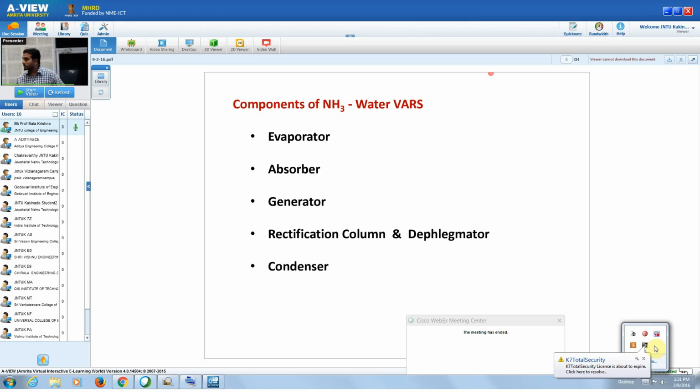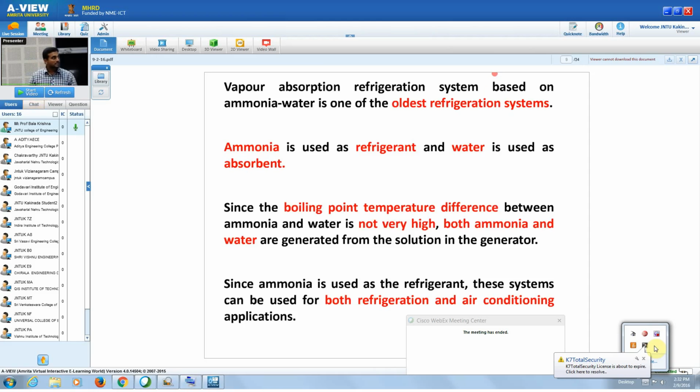So there should be a component which removes the water vapor and sends only the NH3 vapor into the condenser. For that reason, one more component is installed, so that the concentration of NH3 is increased and the water vapor present in the fluid going into the condenser is reduced or removed. These are the components, and we have already seen the working of the evaporator and the others. Coming to the next slide.